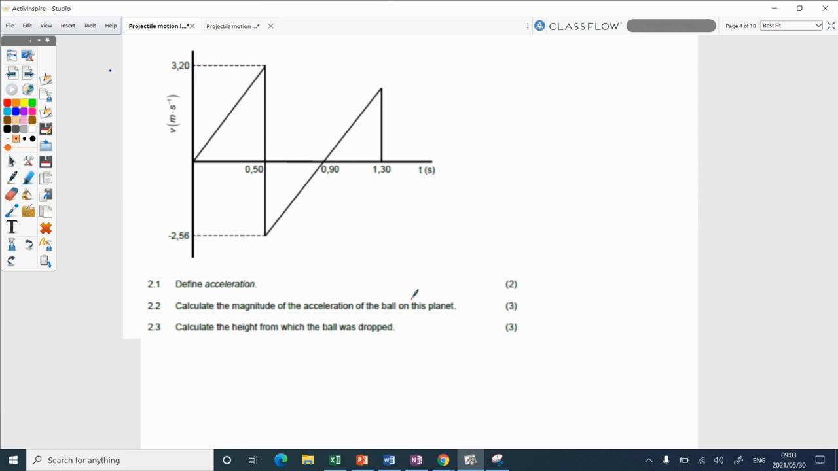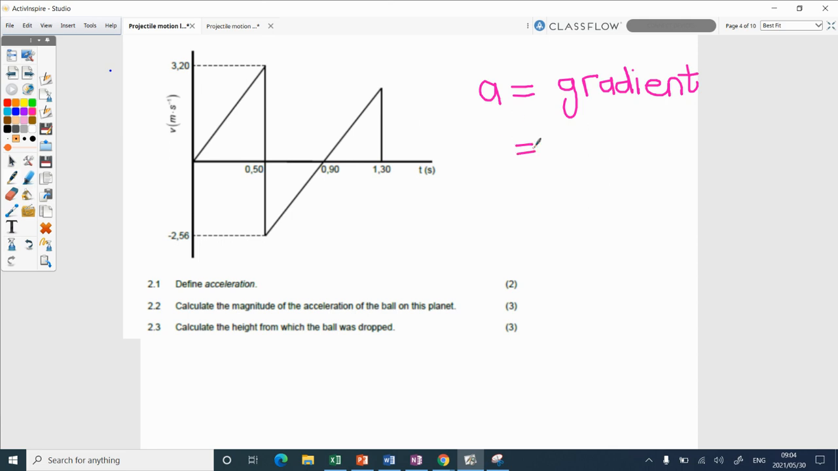Okay, calculate the magnitude of the acceleration of the ball on this planet. If they say the magnitude of the acceleration and it is a velocity time graph, how do you get the acceleration from a velocity time graph? Please write that. Say that acceleration equals gradient. Why would you write it? Because you can get marks. Exactly.